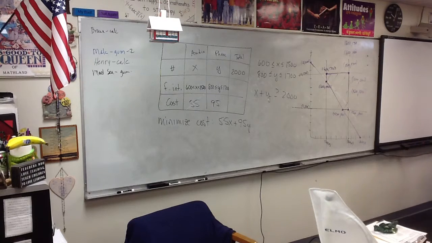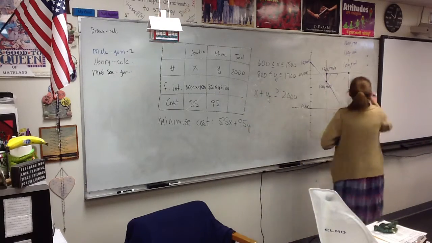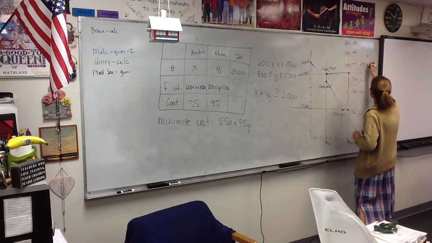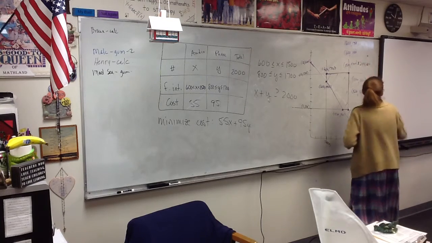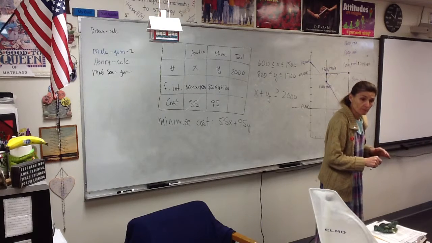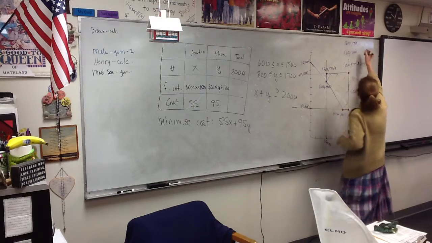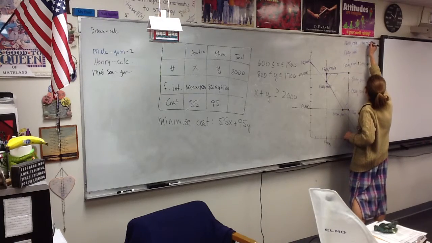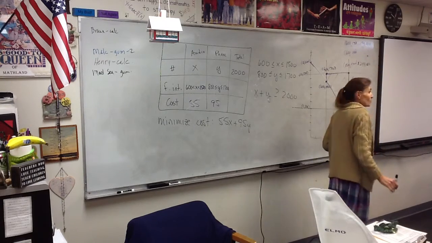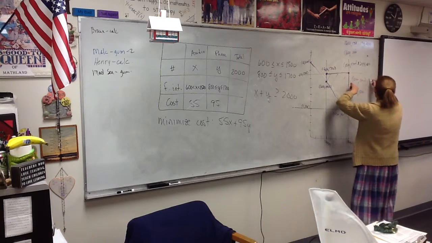Anybody got a point for me? 244,000. Which one? The third point is 244,000. Anybody else have a value? The first one, 194,000. Anybody have another one? Kieran? 142,000. That's the winner right there.